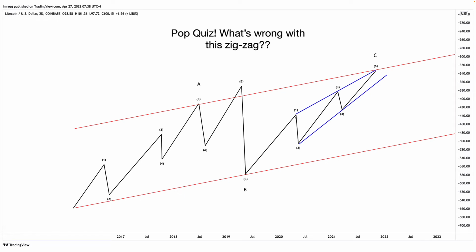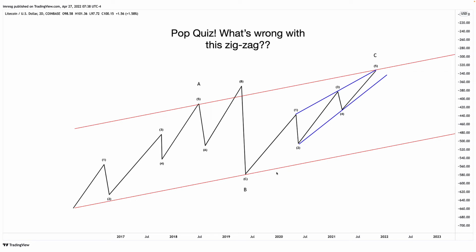So again, notice how the trend lines connecting the points of 1 and 3 and 2 and 4 look like they will converge together in the future. Right? So ending diagonals, rising wedges are powerful reversal patterns, and we'll be covering those in greater detail in future video classes as well. But back to this pop quiz, what is wrong with the zigzag? Well, the answer is that wave B here made a new price extreme relative to wave A, violating one of the cardinal rules of a zigzag. So we can no longer consider this pattern to be a zigzag. It must be something else.